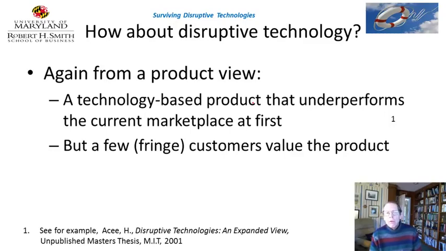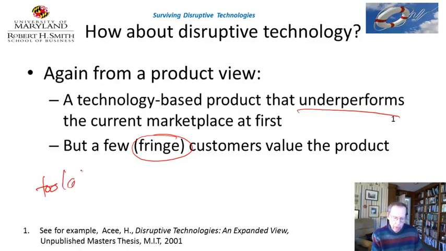What then is the disruptive technology? Again, from a product view, it's a technology that underperforms the current marketplace at first, but a few fringe customers value the product. And you can see the traces of the innovator's dilemma in this, where the new product at first isn't very interesting to mainstream customers, but to a few fringe customers. And by the time that the incumbent realizes that something is going on, it's too late to recover, and the innovator has come in and captured not just fringe, but also mainstream customers as well.